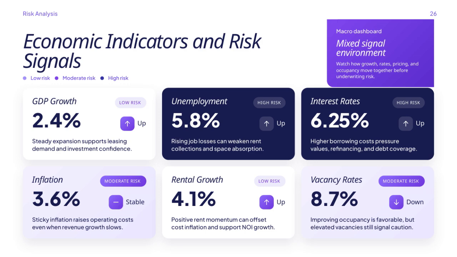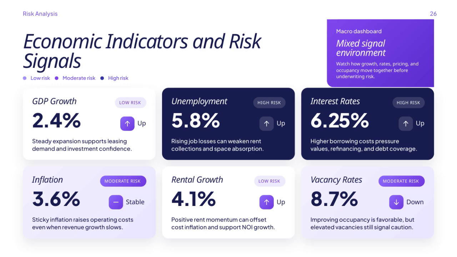This steady expansion is good news because it supports leasing demand and boosts investment confidence. On the flip side, unemployment is a high risk factor right now at 5.8% and rising. Increasing job losses can weaken rent collections and reduce space absorption, which could hurt returns. Interest rates are also posing high risk, sitting at 6.25% and climbing. Higher borrowing costs put pressure on property values, refinancing options, and debt coverage, making it harder to manage financial obligations.